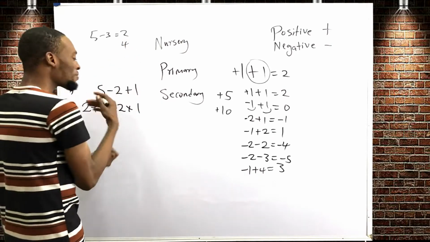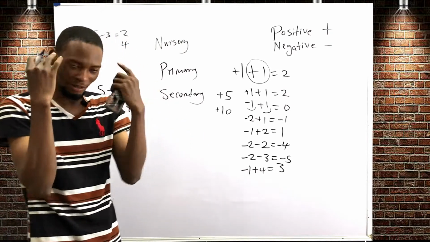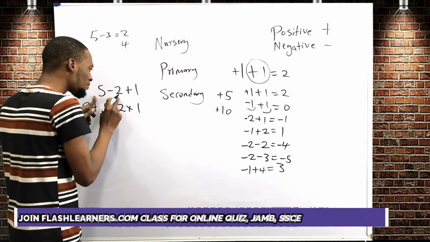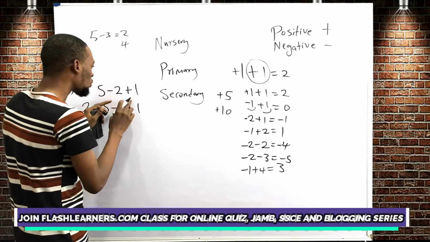You see? So the same question, you are getting different results. Look at it once again. Let's say you are starting from here. 5 minus 2 is 3, right? 3 plus 1, 4.